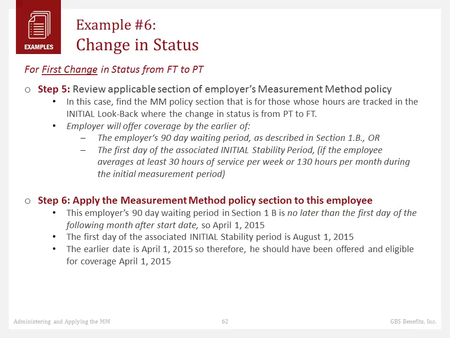So, step 6, we're going to actually apply these rules to this situation. This employer's 90-day waiting period in Section 1B says that an employee is offered coverage no later than the first day of the following month after start date, so April 1st, 2015. So the first day of the associated initial stability period is August 1st, 2015.